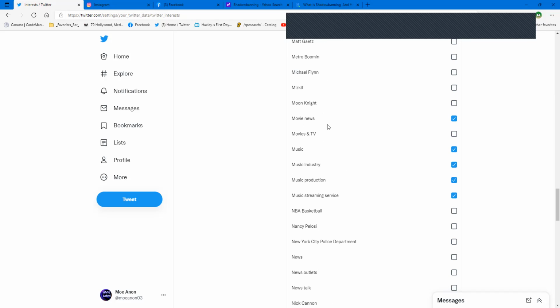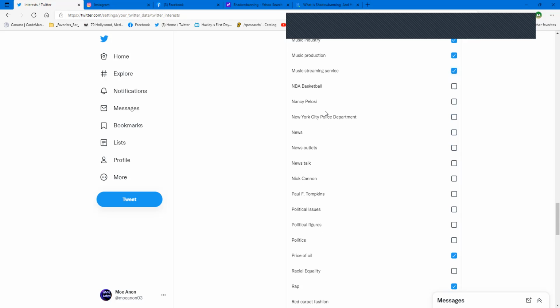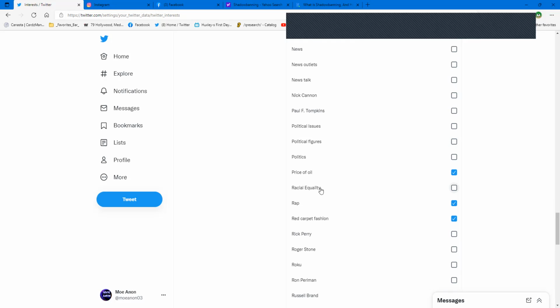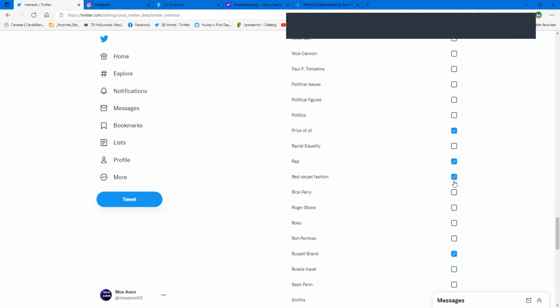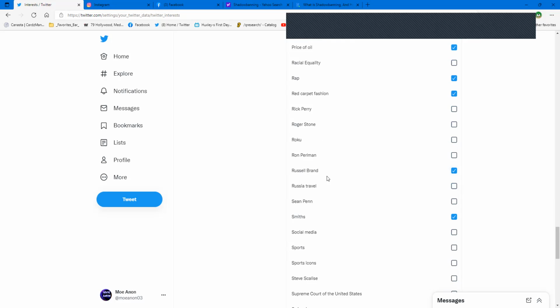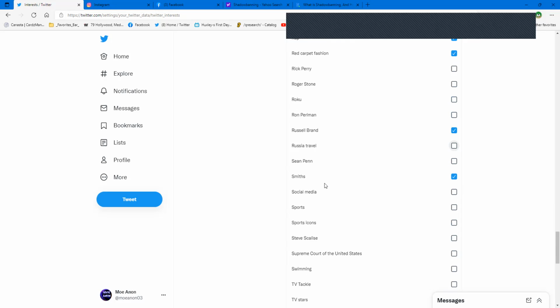and so what they do is they use this so your tweet will appear, either people won't see it at all, or it'll be way down on the bottom. And I've replied to tweets before and gone back to see it, and it doesn't even show up. So you can just see racial equality, the different things, red carpet fashion. I keep that checked. Some of the stuff I keep checked if I am interested in it. Russell Brand, okay. Russia travel, no idea why that's on there.